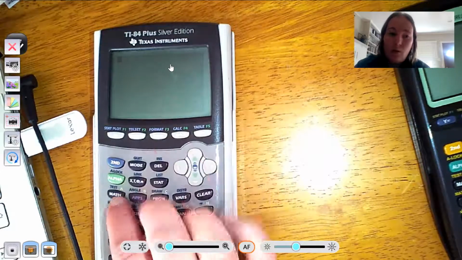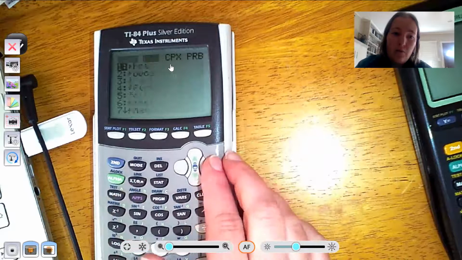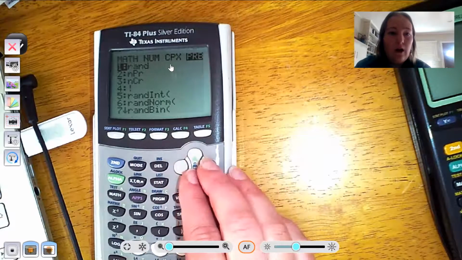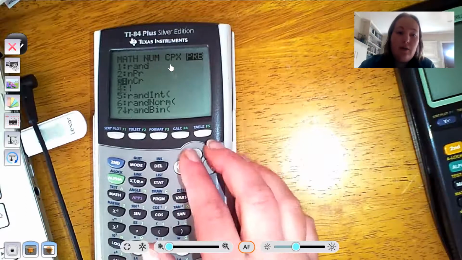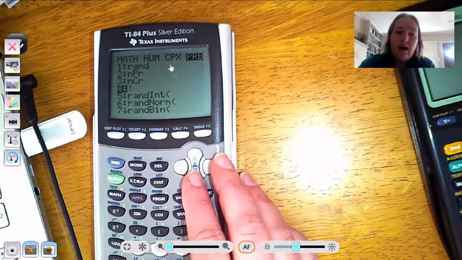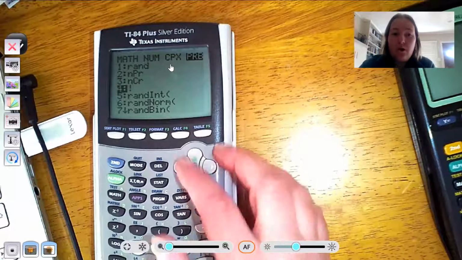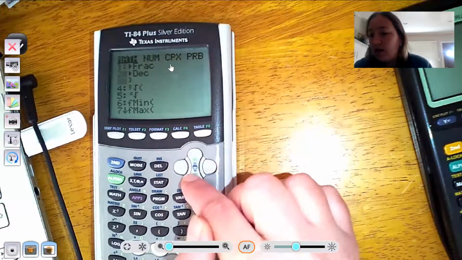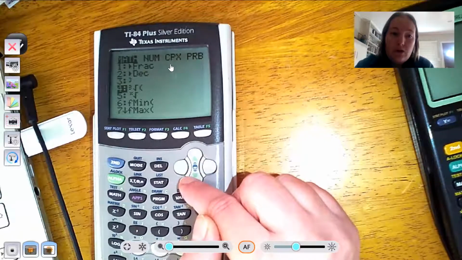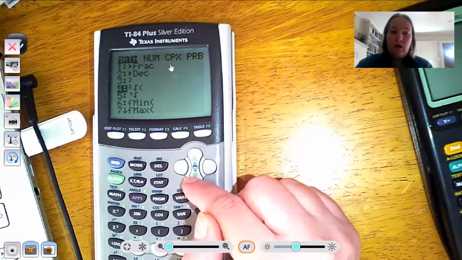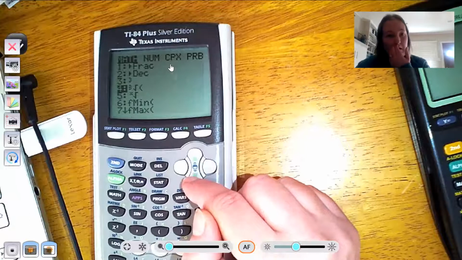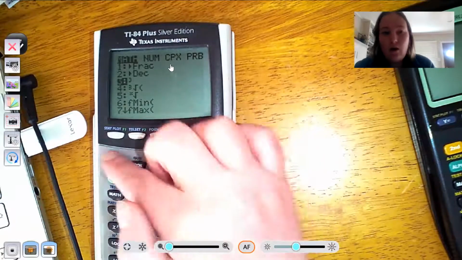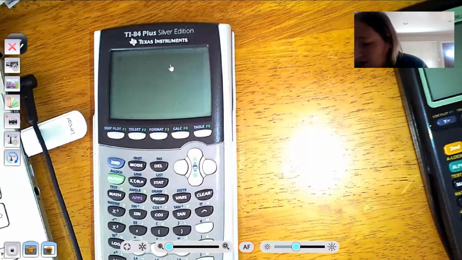We'll look a little bit more at the probability features later when we do binomial theorem, and we'll have the exclamation point, which is the factorial. We'll again use cube root when we do our cubic and cube root information. And what else do I want to say about this?